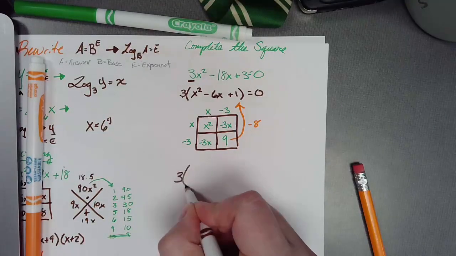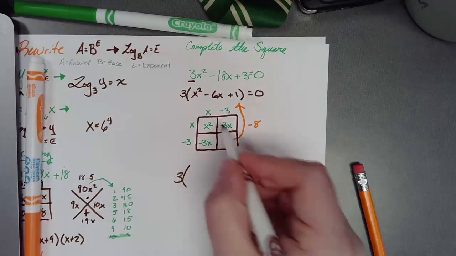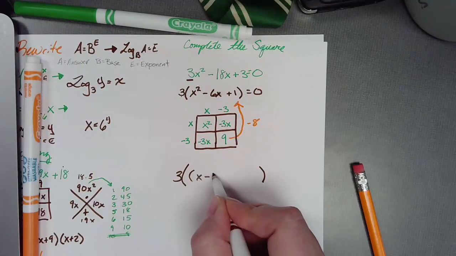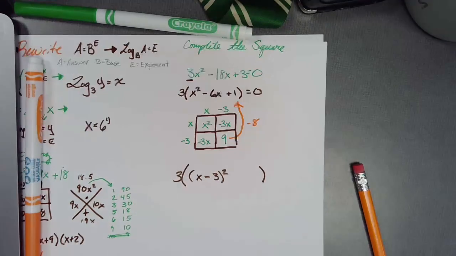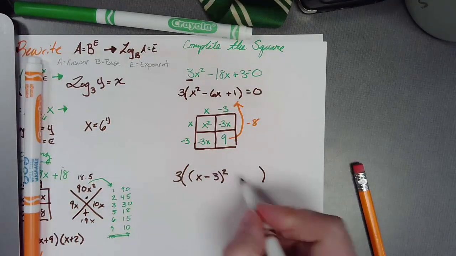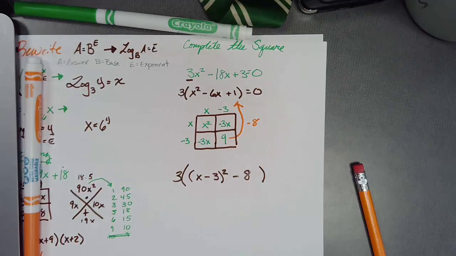So we're going to rewrite our original quadratic equation using this idea. So the 3 out front is still there. We're ignoring it, but it's still there. X minus 3 squared is our box. But what we said is, oh, I didn't actually need 9. I only needed 1. So we have to take away 8 from our square.